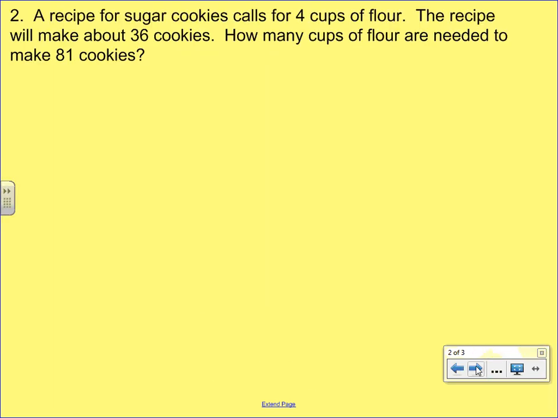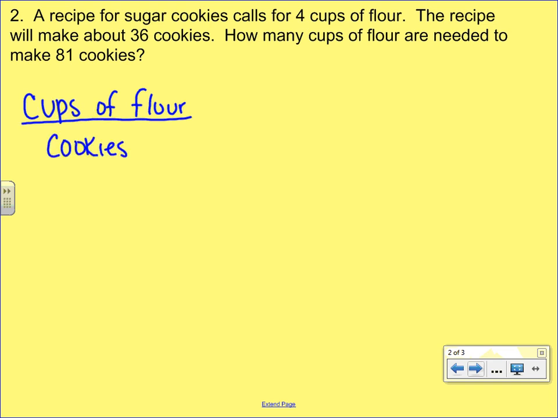All right, the next problem, we're looking at a recipe for some sugar cookies. It calls for 4 cups of flour, and the recipe will make about 36 cookies. So I'm comparing the cups of flour to the number of cookies. If you read on, the question asks us how many cups of flour are needed to make 81 cookies. So our unknown here, our X, is going to represent cups of flour.